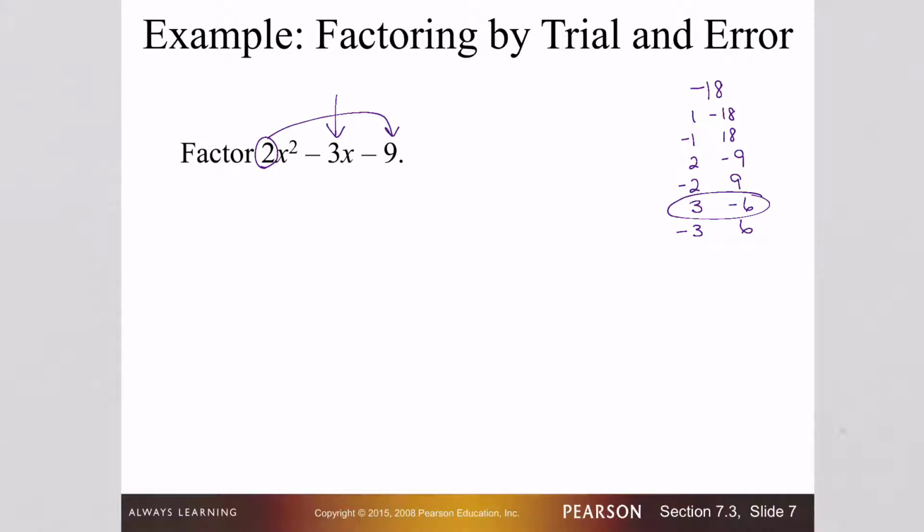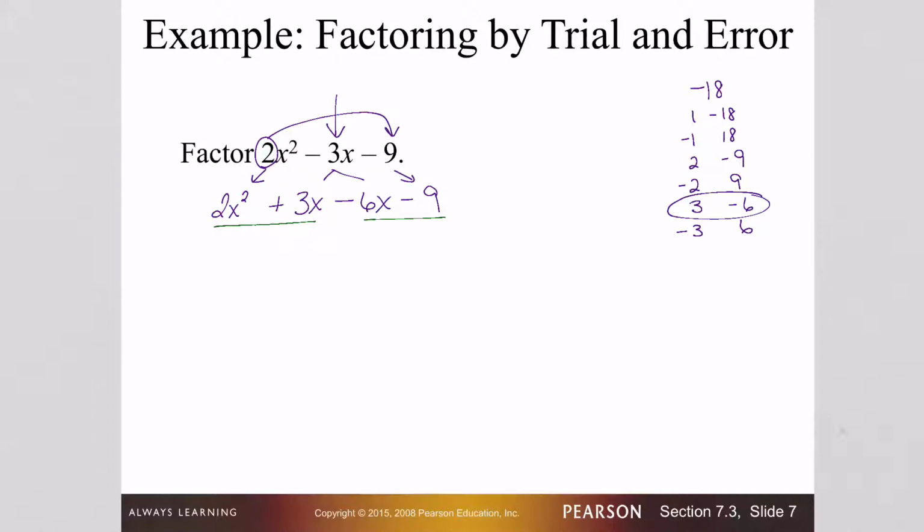So again, first term, just rewrite it: 2x squared. Negative 3x now turns into plus 3x and minus 6x, because remember whenever you combine those you would get negative 3x, and then negative 9 I'm just rewriting. So now let's look at these in groups. I'm going to underline the first two and I'm going to underline the last two.